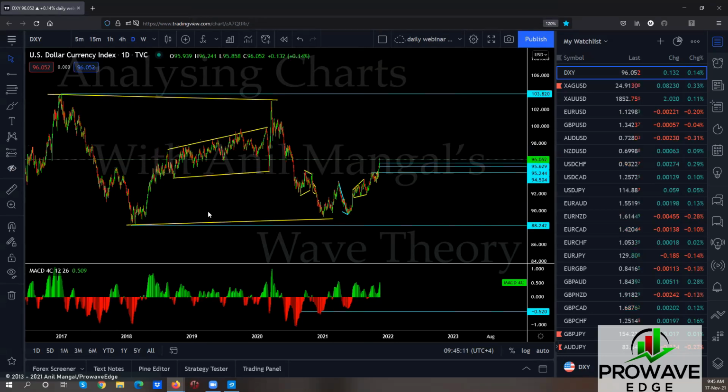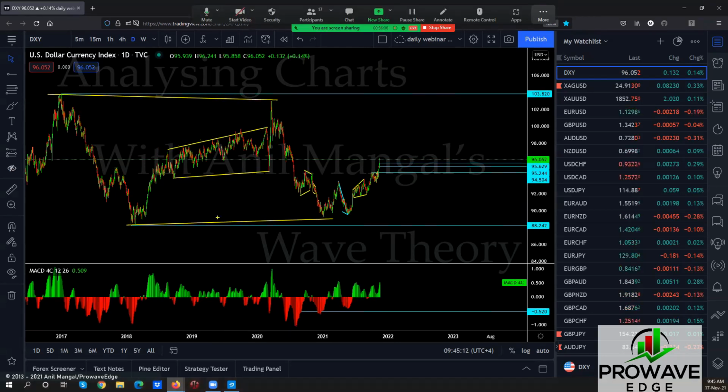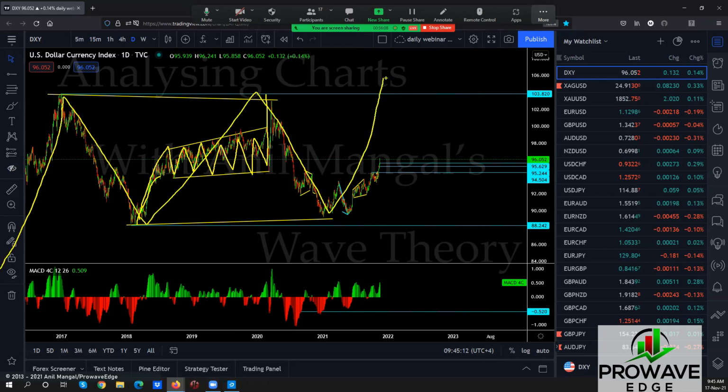Very simple. Remember what I said the basis is? An impulse, a correction, and another impulse. This was an impulse up. This is your correction, and another impulse out of it. So this is where we're coming out of it.